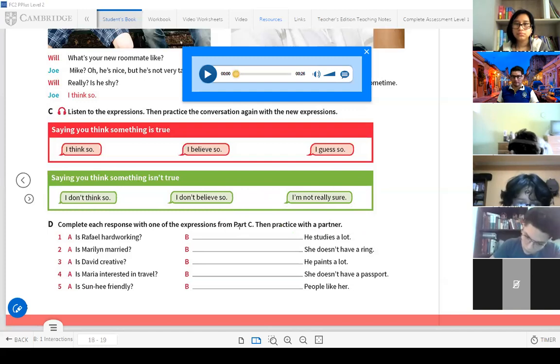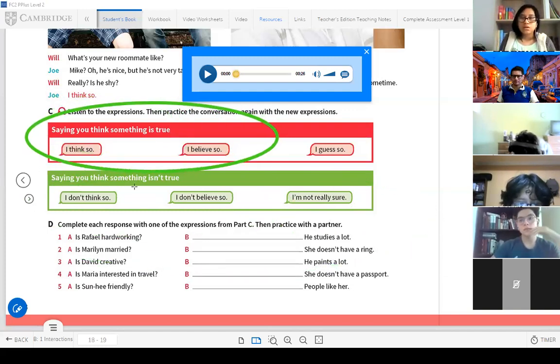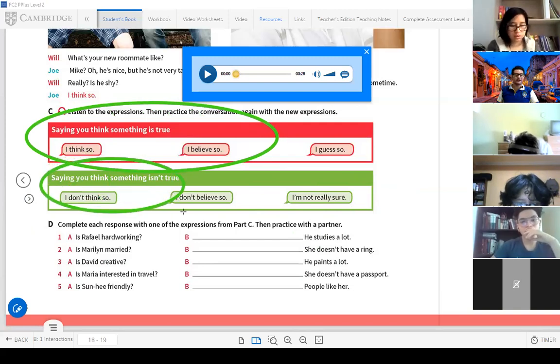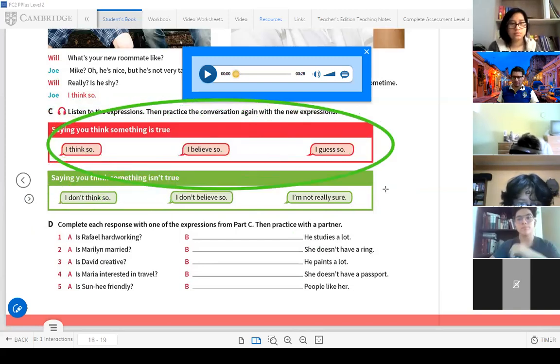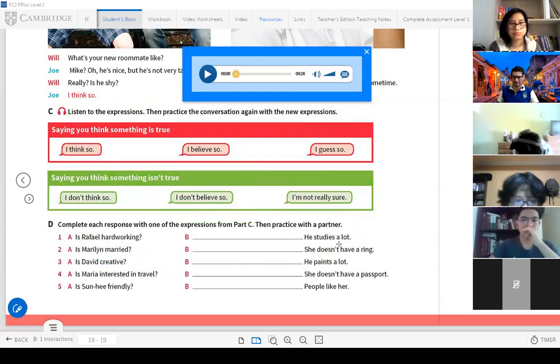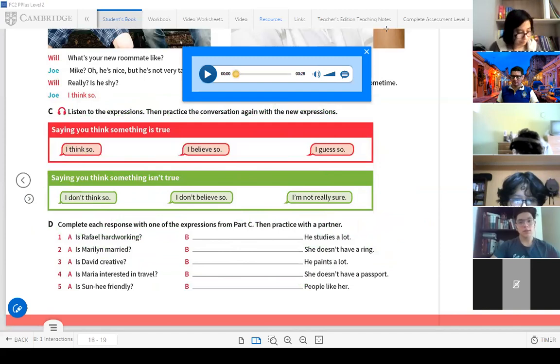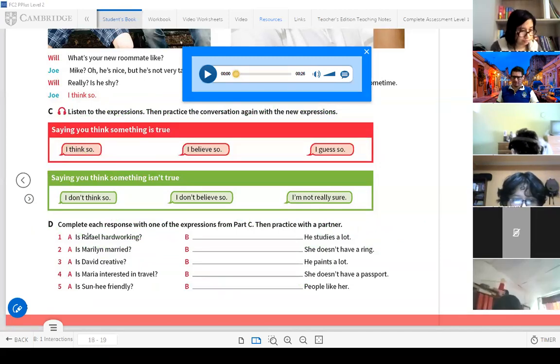¿Ya? And this, remember, saying you think something is true and saying you think something isn't true. Algo que crees que es verdad y algo que no crees que puede ser verdad. ¿Ya? Complete each response with expressions from part C. It's in practice, ¿no? For example, it says, ¿no?